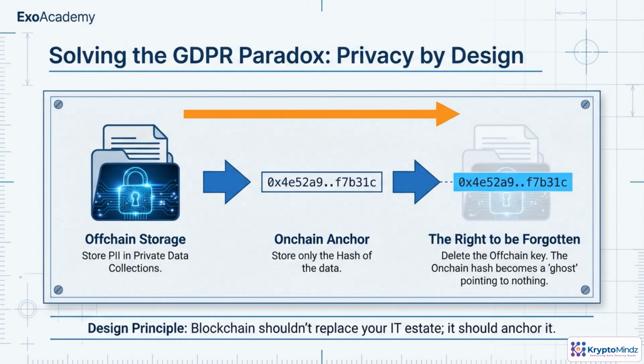When a user invokes the right to be forgotten, you delete or revoke the off-chain record or key. The on-chain hash then becomes a ghost pointer, still useful for audit trails, but practically impossible to link back to personal information.